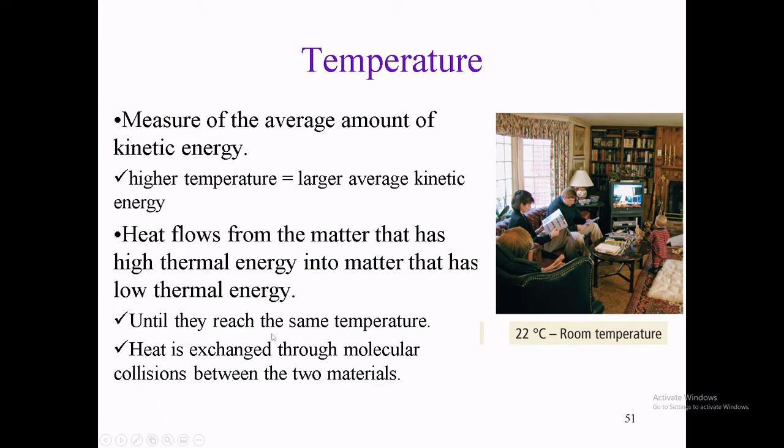This is going to happen until they reach the same temperature, and this heat is exchanged through molecular collisions between the two materials. The reason that heat flows is because the molecules that are moving faster have more and more collisions with the slower moving molecules, and that speeds them up. This process happens more and more until heat moves from, say, a heating vent over to an area that's further away from that heating vent.